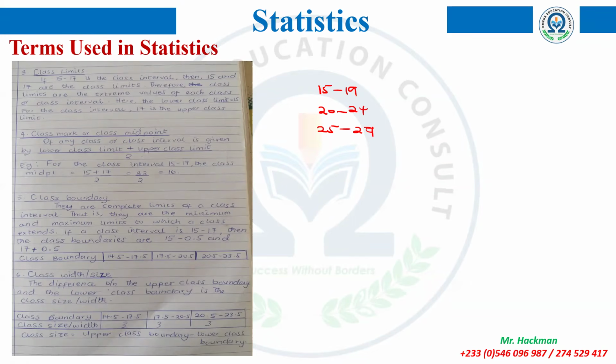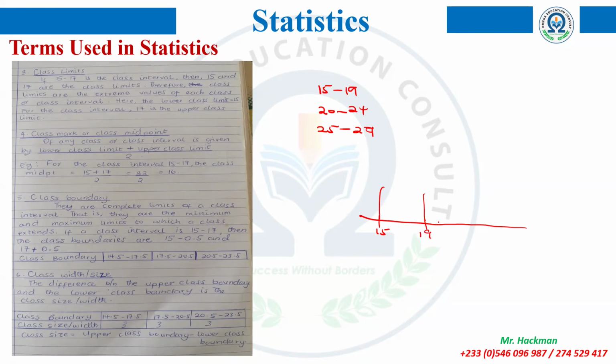Now, if you look at the classes, this one starts from 15 and ends at 19. So this will be in terms of limits, 20 to 24 limits. Assuming you are asked to draw the histogram, you know that in drawing a histogram you are not supposed to leave spaces between your bars. If I'm using the limits to draw my histogram, my first value will be 15, then 19, so the bar will be this way.